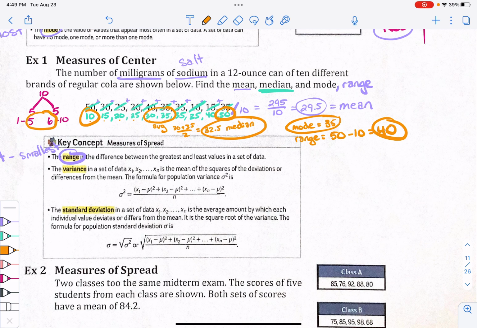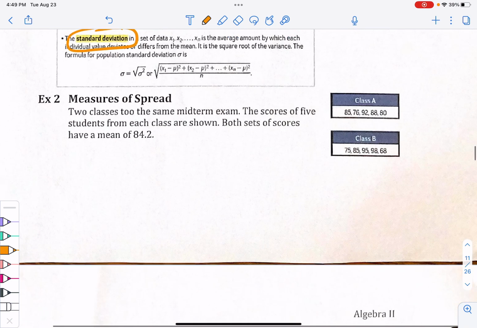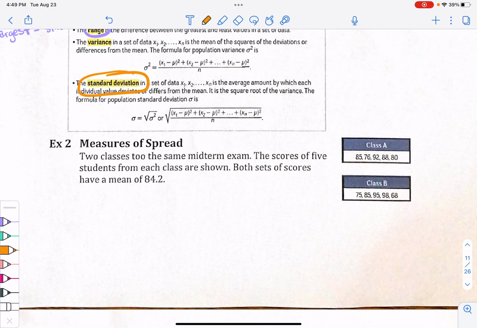There is that, okay? All right, the next thing that we want to talk about is something called standard deviation. This is the last thing that we're going to talk about because it does take a little bit to calculate, and I'm only going to make you calculate this for one problem out of your homework. So here's how this works, okay?